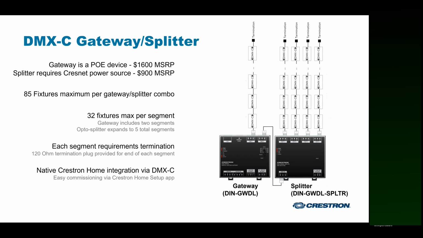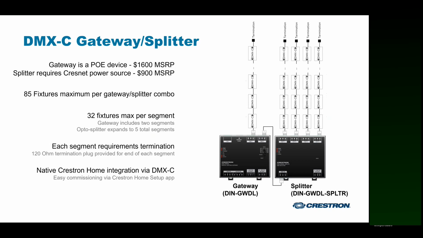Crestron tunable fixtures are digitally addressable and connected to the control system through a gateway or gateway splitter combination, supporting up to 5 fixture segments, up to 32 fixtures per segment, with a maximum of 85 fixtures per gateway splitter combination. For larger systems, add additional gateways and splitters.